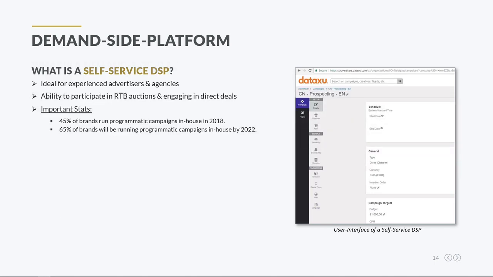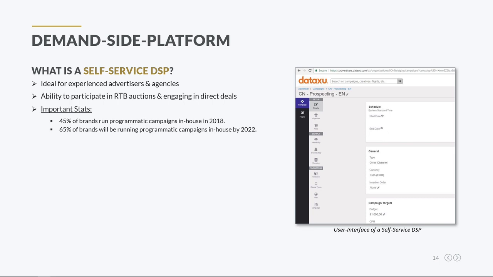Most DSP vendors offer two platforms, the self-service platform and the full-service platform. Starting with the self-service DSP, this is ideal for advertisers and agencies that know how the programmatic advertising ecosystem works, meaning they have extensive knowledge of how to run media buying campaigns on their own, without getting any significant support from the DSP vendor. The user interface of any self-service DSP provides advertisers with everything they need to effectively participate in real-time auctions or engage in programmatic direct deals.